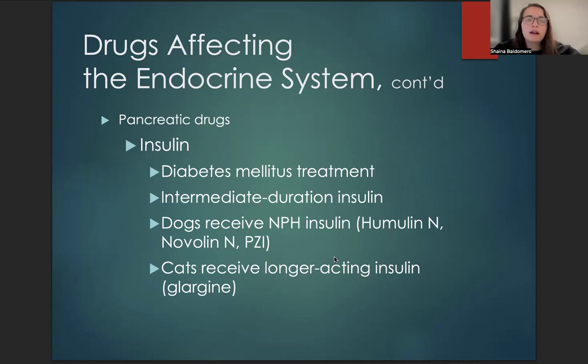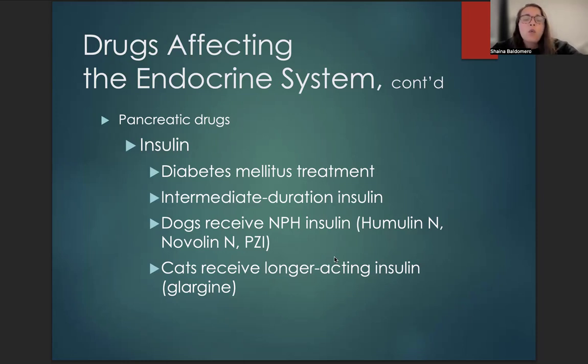So we do treat, again, it can get a little tricky treating specific species and making sure that we're using the right ones for that. But it's similar to humans where insulin for animals, we usually give it after meals, before, during meals.